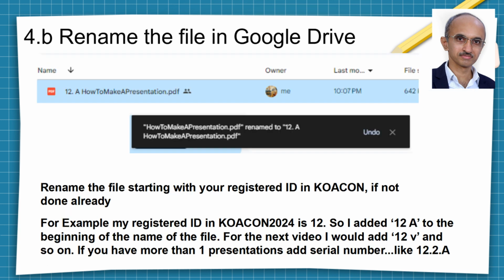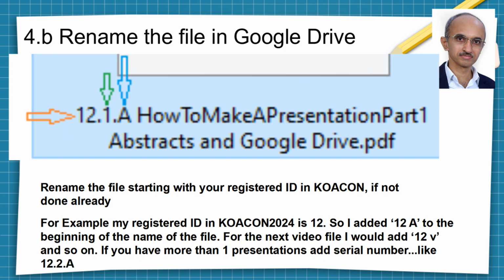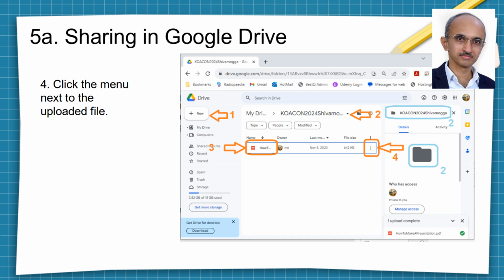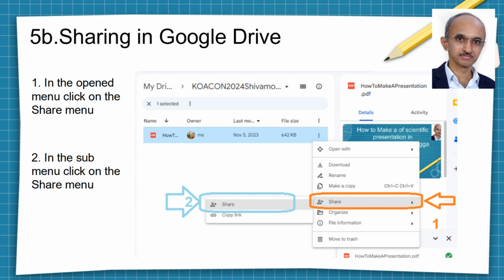At this stage, if you have not renamed your file properly, do it now. First your registration ID, then your presentation number 1 or 2 or 3, followed by what is the content of the uploaded file, for abstract A, for video V, and for PPTX file, P. Next step is sharing the files with us in the Google Drive. For that, click on the dotted vertical line marked with the 4th arrow. You will open the menu related to that file. Click the Share menu and in the sub-menu select the Share menu.